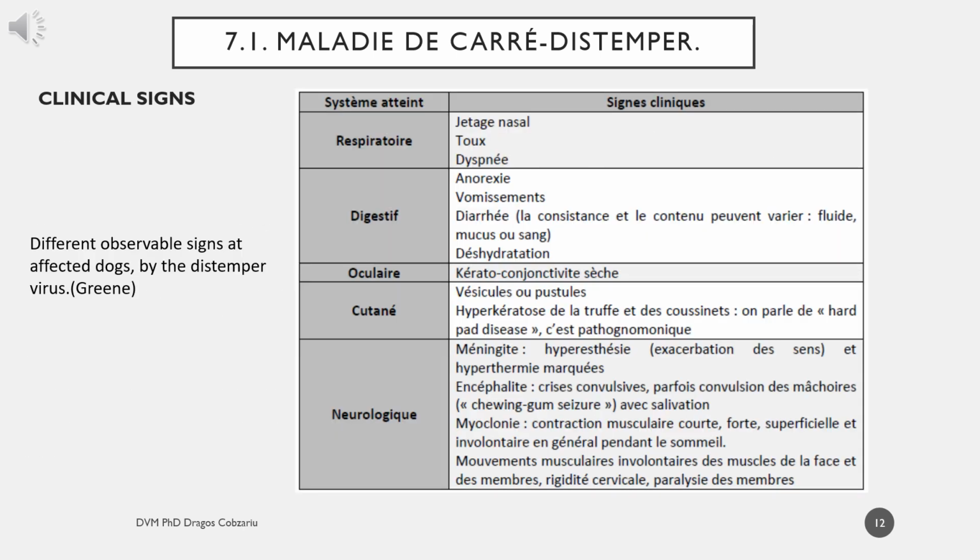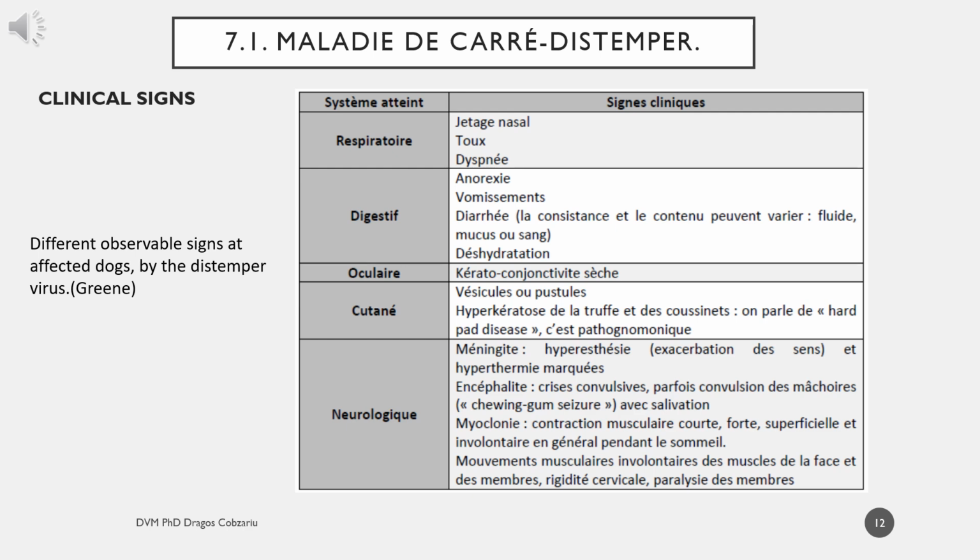Different observable signs in dogs affected by the distemper virus. Respiratory: cough, dyspnea. Digestive: anorexia, vomiting, diarrhea, dehydration. Ocular: dry keratoconjunctivitis. Cutaneous: vesicles or pustules, hyperkeratosis of the nose and pads, hard pad disease.